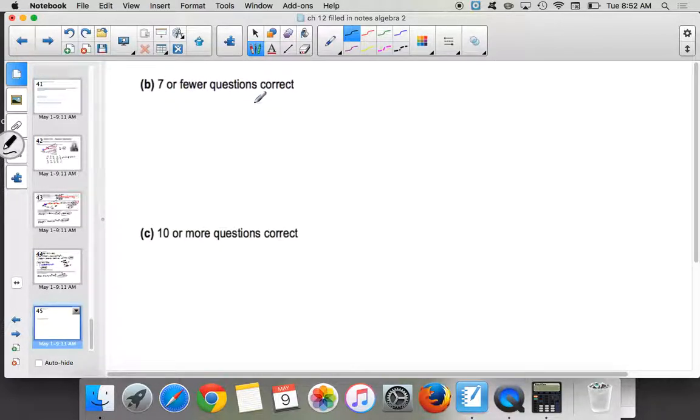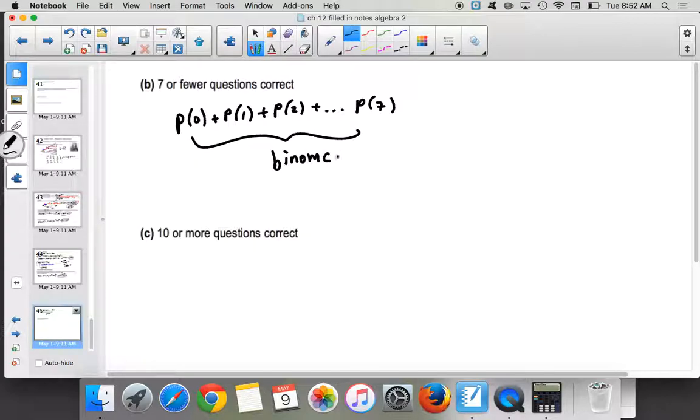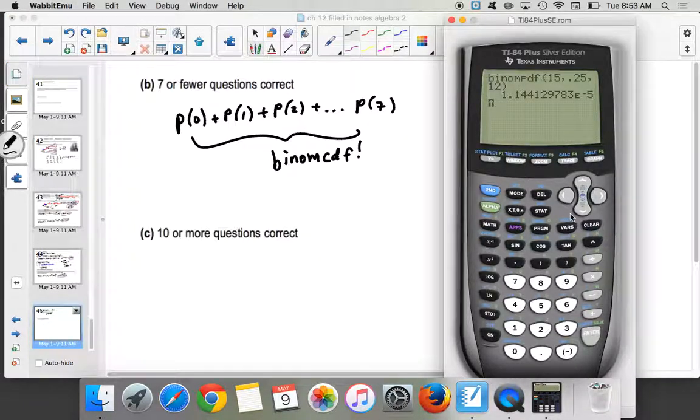So 7 or fewer questions correct. Well, that means we want the probability of 0 right, the probability of 1 right, the probability of 2 right, all the way up to 7. So that's a Binomial Cdf. So we have the cumulative sum. So now we do our second distribution. We go down to Binomial Cdf. We had 15 trials. Our probability of success for each one was 0.25, and we want to find the sum up to what number? 7. Yep. And that's 0.9827.